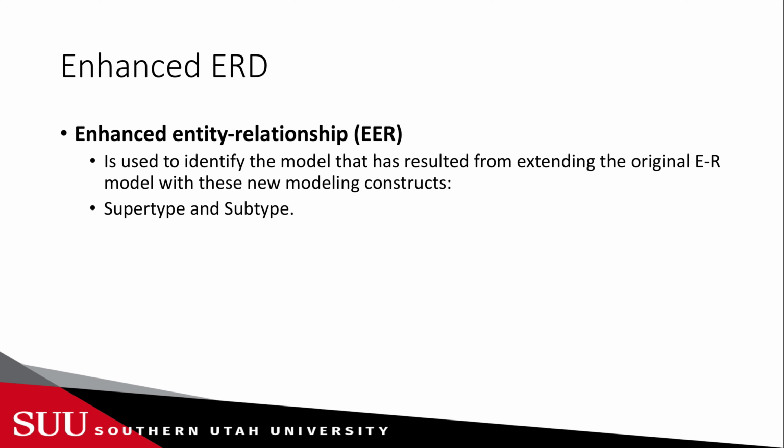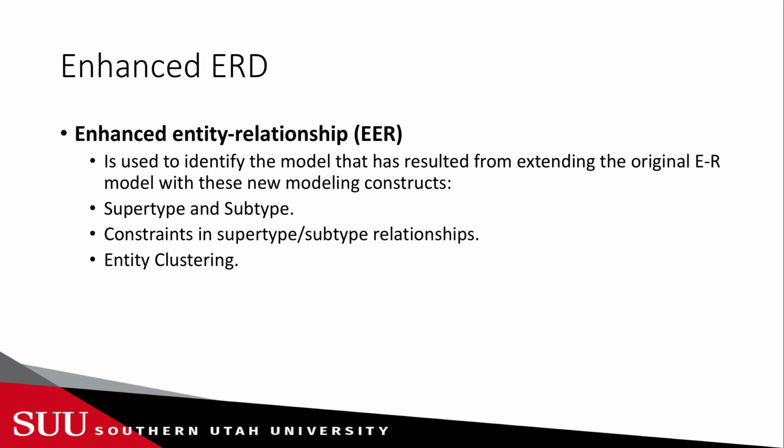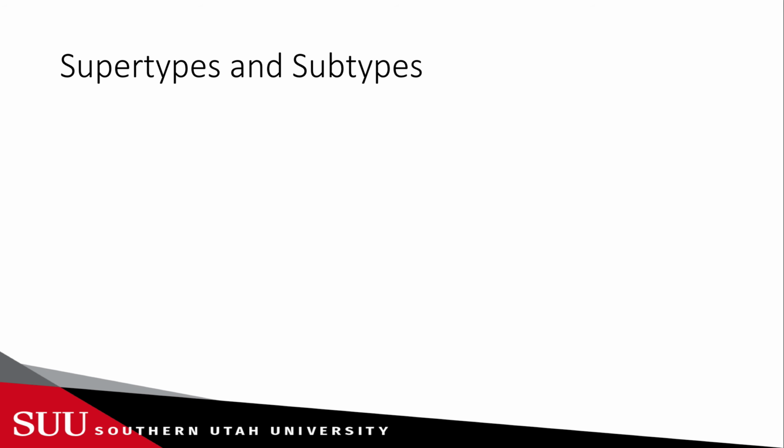First of them being subtype and supertype. We also have some constraints on subtype and supertype relationships. And we have what we call entity clustering, which is having a virtual entity that will have multiple entities in it. Now, we will not talk about this last part, entity clustering, as it is outside of the scope of this course, but we will be focusing on subtypes and supertypes, and we will also focus on the constraints on the subtypes or supertypes.